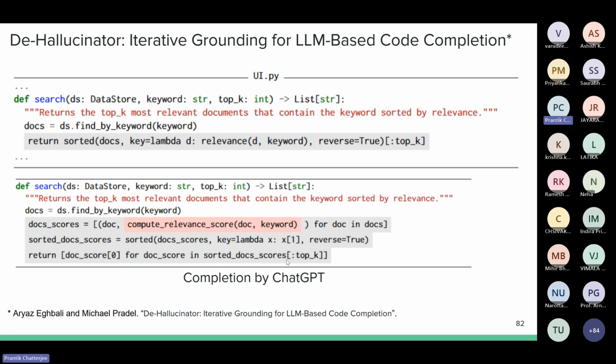So this is one example of this CodeGen LLM hallucinating. Another example: if you do the same thing with ChatGPT, you will see that it is invoking a function called compute relevance score with the arguments doc and keyword. It is passing the arguments correctly. The problem is that this compute relevance score function does not exist. So what do we do? How do we make the LLMs dehallucinate?